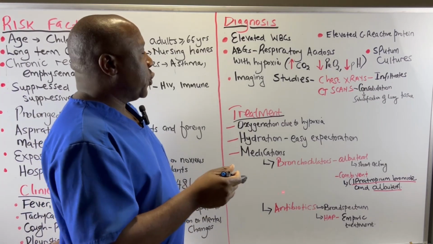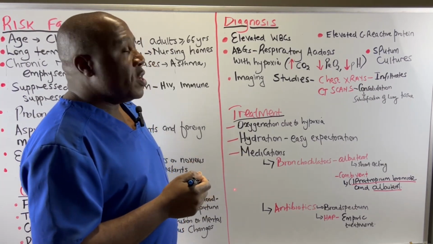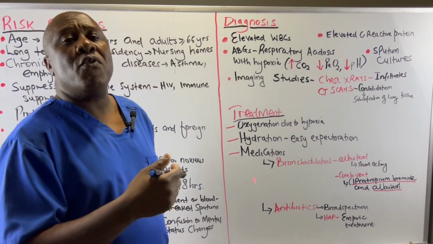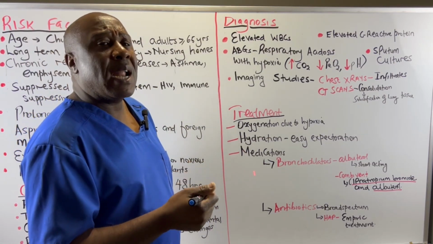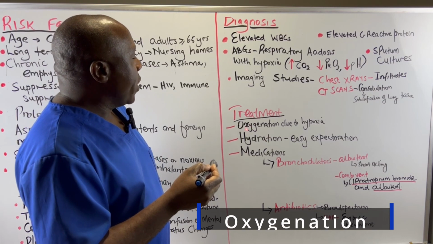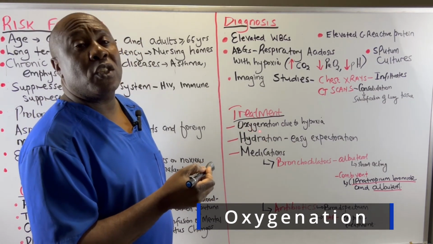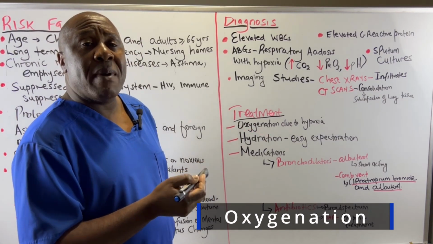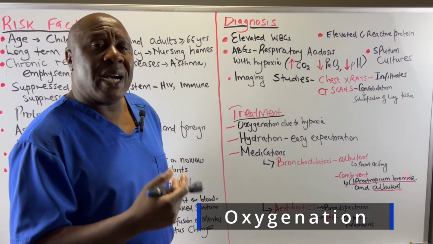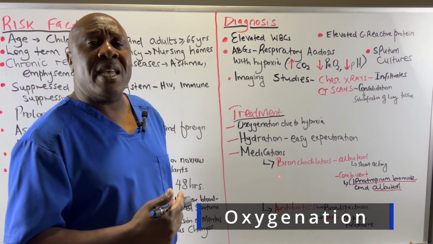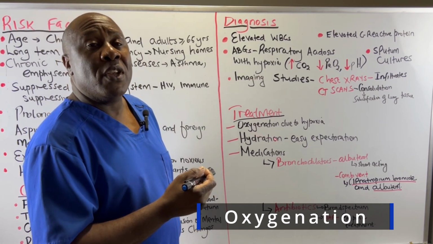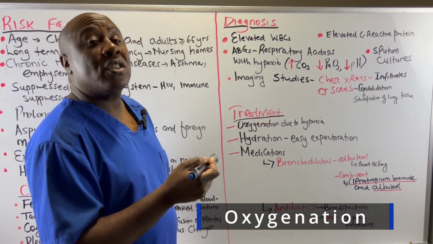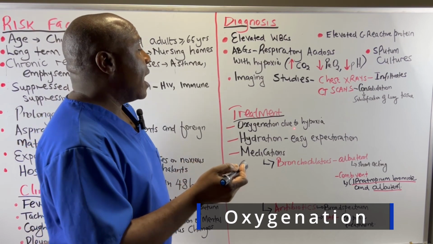So how do we treat this pneumonia? Pneumonia can be treated in a number of ways. We can care for our patients by providing a number of treatments. One, we oxygenate these particular patients. We provide oxygenation. Remember, gaseous exchange has been impaired in the alveoli because of the presence of fluid and exudate. So these patients need oxygenation because they are experiencing hypoxia.